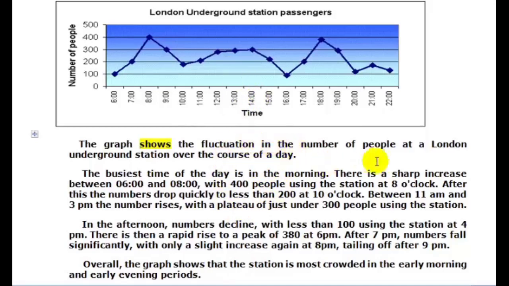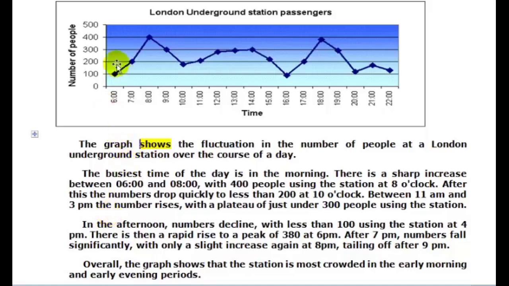So you can see that over here we use the word fluctuation. This is rise, fall, and then fall, rise, fall. So this is the fluctuation that is shown. So overall we have mentioned that this graph shows the fluctuation in the number of people at the London Underground station over the course of the day. So this is our course of day, that is 6 to 22. So this is our introduction. We'll now move toward the main body to describe the information.